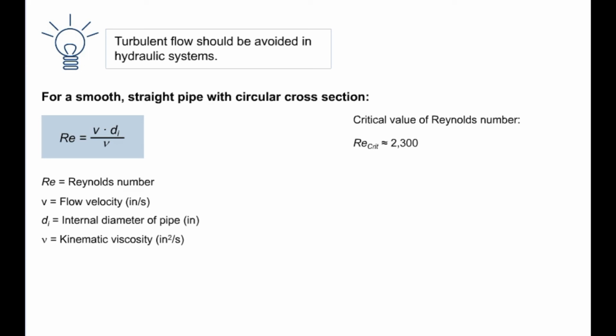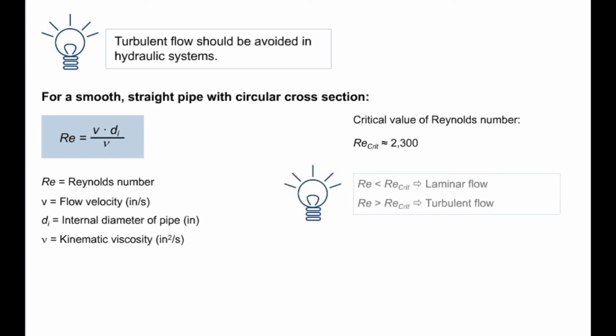The threshold or critical value for the crossover between laminar and turbulent flow is set at approximately 2300. A Reynolds number below the critical value denotes laminar flow. A value above the critical value denotes turbulent flow.